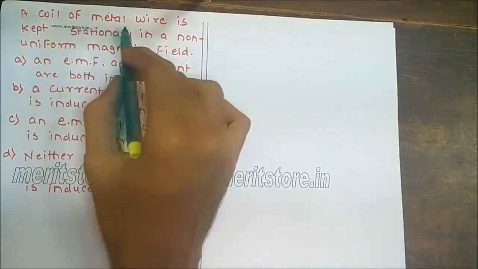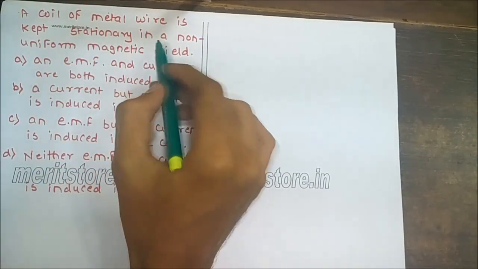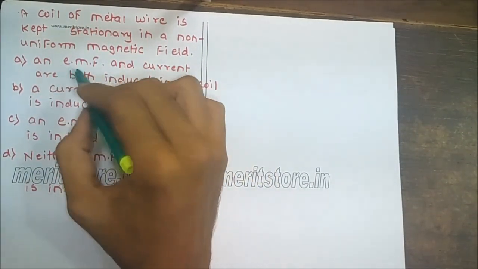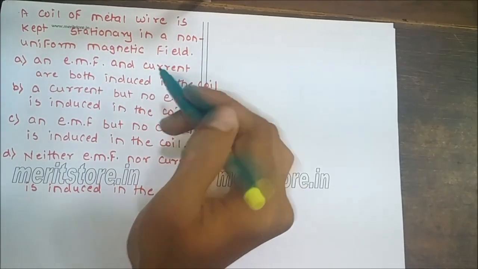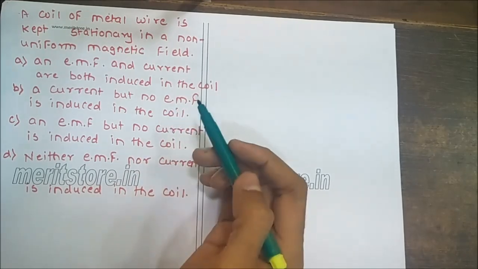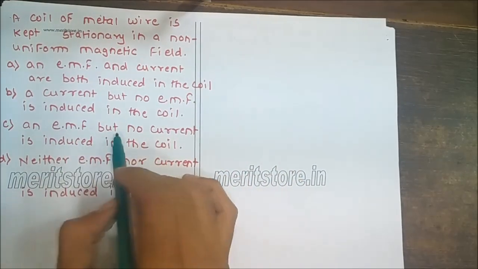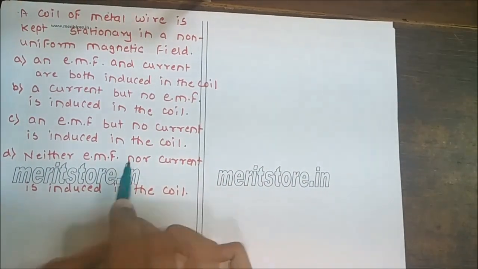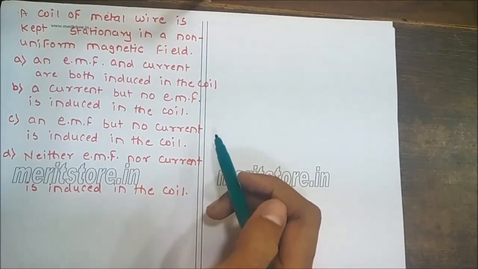A coil of metal wire is kept stationary in a non-uniform magnetic field. An EMF and a current are both induced in the coil. A current but no EMF is induced in the coil. An EMF but no current is induced in the coil. Neither EMF nor a current is induced in the coil.